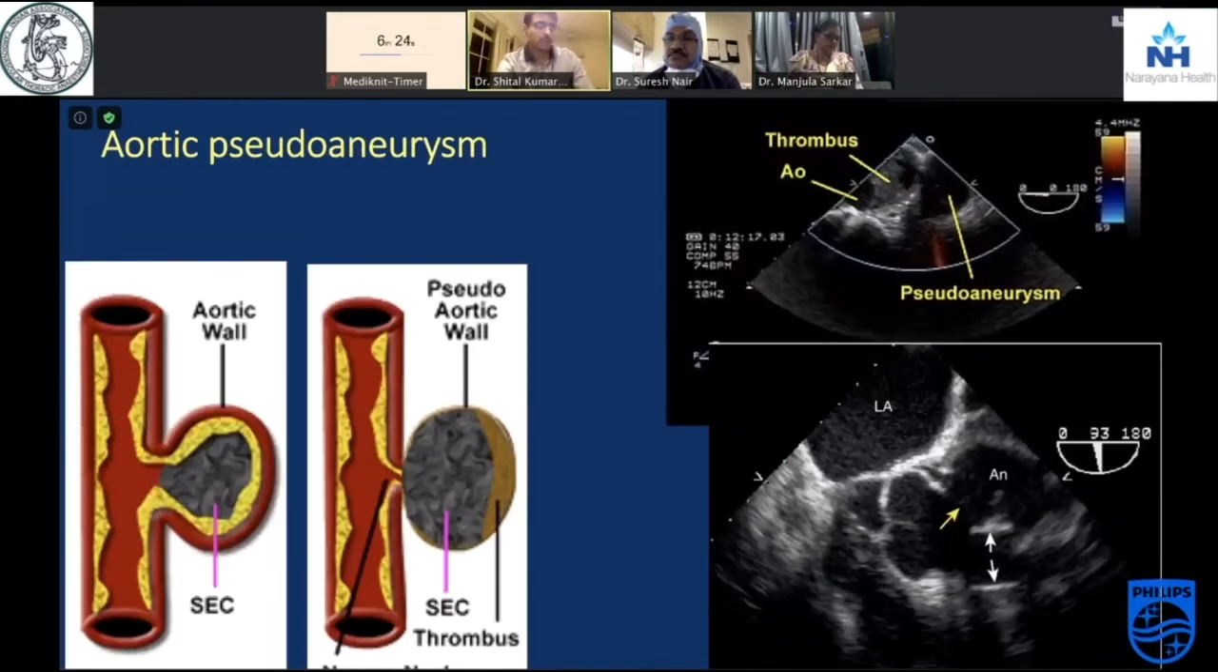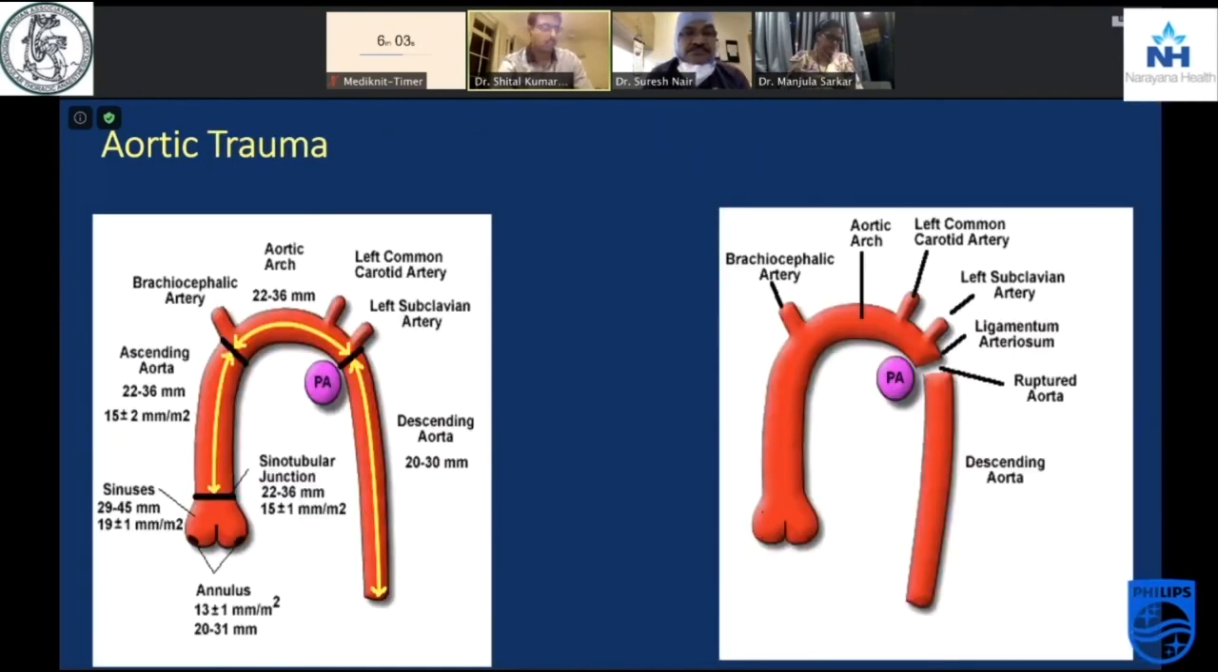Pseudoaneurysm can occur after rupture of the aorta, which is contained by an extraluminal sac. The wall of the sac is not the true aortic wall, but it's an aneurysm that communicates with the aortic lumen through a narrow neck. It can be filled with debris or thrombus, and it may also exhibit spontaneous echo contrast.